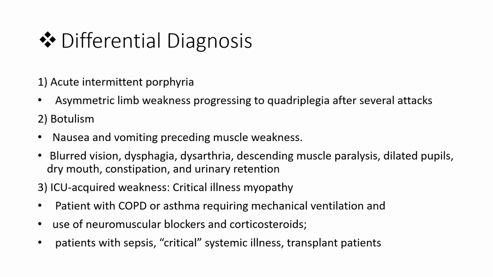Now regarding differential diagnosis. First, acute intermittent porphyria: asymmetric limb weakness progressing to quadriplegia after several attacks. Second one is botulism: nausea and vomiting preceding muscle weakness, blurred vision, dysphagia, dysarthria, descending muscle paralysis, dilated pupils, dry mouth, constipation, and urinary retention. Third one is ICU-acquired weakness, that is critical illness myopathy: patients with COPD and asthma requiring mechanical ventilation, use of neuromuscular blockers and corticosteroids, patients with sepsis, critical systemic illness, and transplant patients.